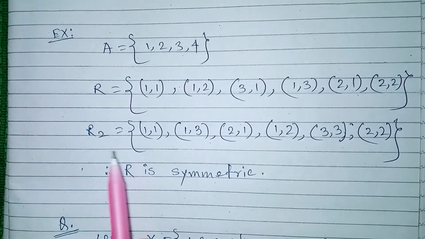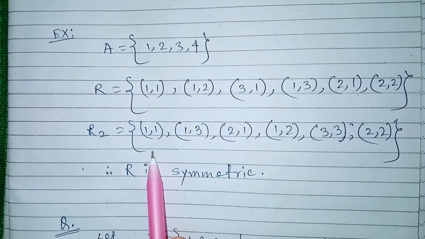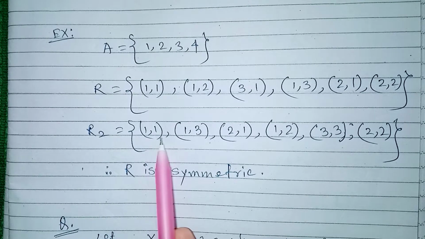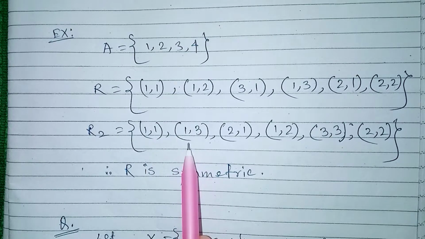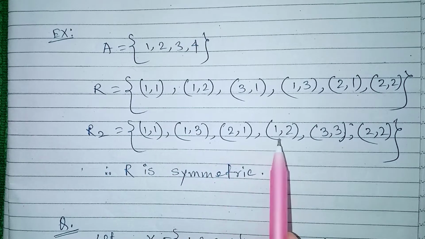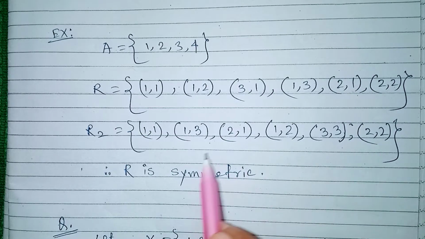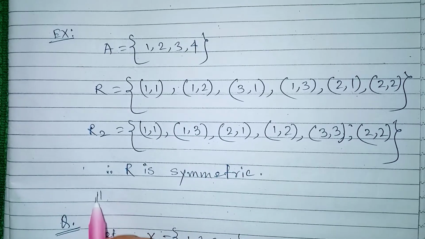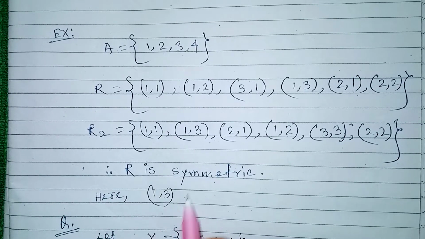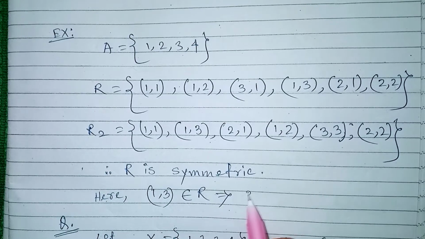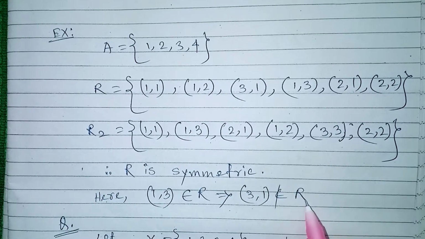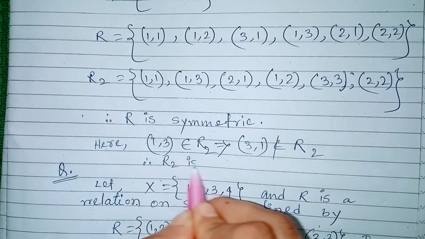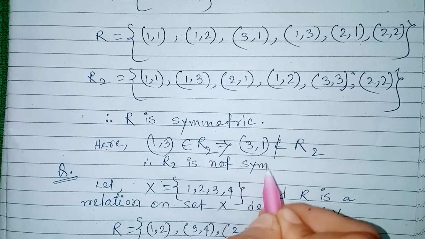Now we are trying to find out about R2. Here (1, 1) belongs here, so the opposite of (1, 1) also belongs here. Now we will proceed to (1, 3). The opposite of (1, 3) is (3, 1), and (3, 1) is not here. If even one is not here, then we can say this is not symmetric. So here (1, 3) belongs to R, but (3, 1) does not belong to R. Sorry, this is R2. So therefore R2 is not symmetric.